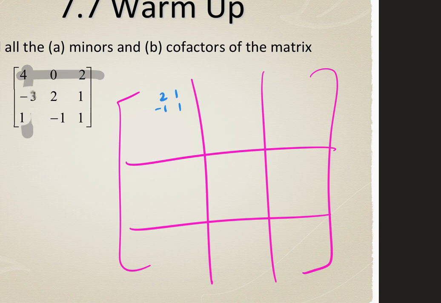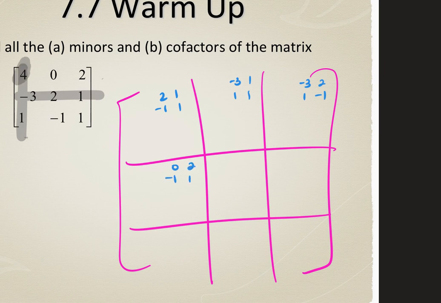Then I go to row 1, column 2, and I get -3, 1, 1, 1. And then row 1, column 3, and I get -3, 2, 1, -1. Now keep in mind, this experience is obviously going to be different on pen or pencil and paper than it is on Notability, where you can kind of move around your things. So maybe practice your quiz review on paper today. Next one would be row 2, column 1. I get 0, 2, -1, 1.